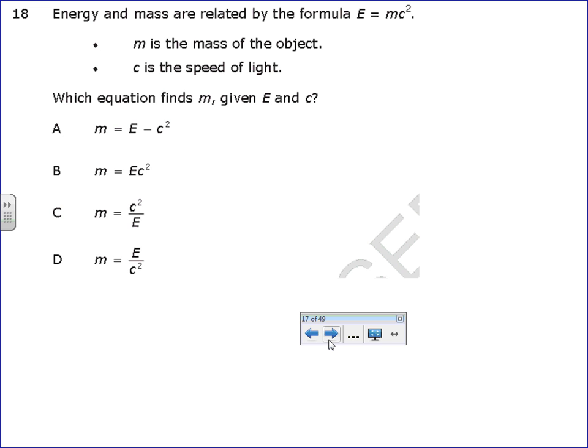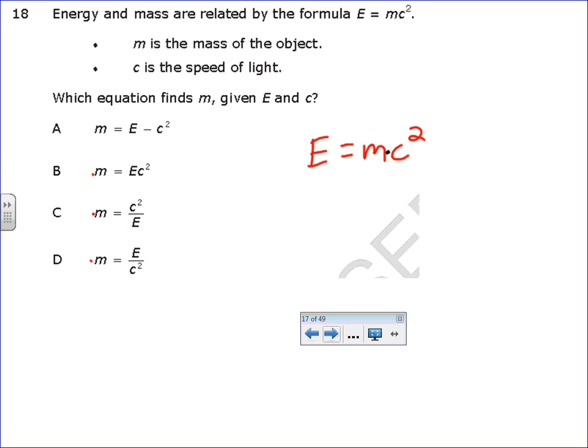For 18, it says energy and mass are related by the formula E equals mc squared. M is the mass of an object and c is the speed of light. Which equation finds m given c and E? So basically, if you look at your choices, they want you to solve for what? M. So here's my formula, E equals mc squared.